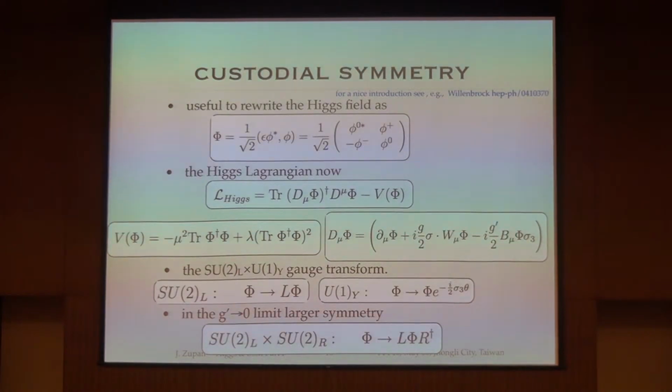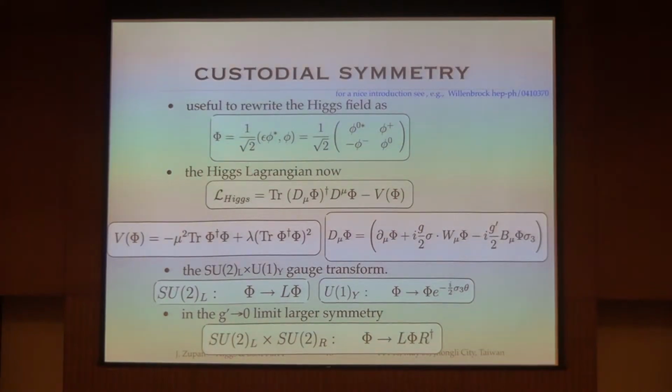Now this will be two pages of a bit more equations, but maybe it's still worthwhile going through them. So what you can do is rewrite this Higgs field as a bidoublet. I had a very minimal description where I had just a complex doublet. Now I write it as a bidoublet. I'll take phi and do a little bit of algebra and include the epsilon phi star here. So I'm just doubling the degrees of freedom.